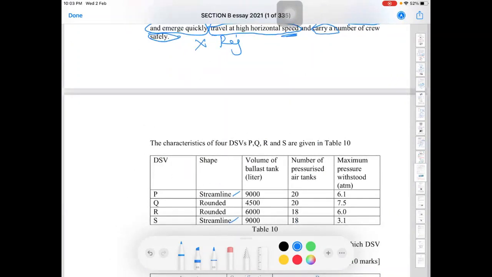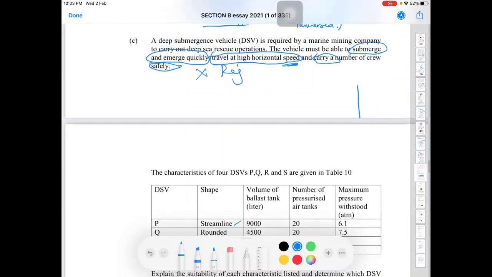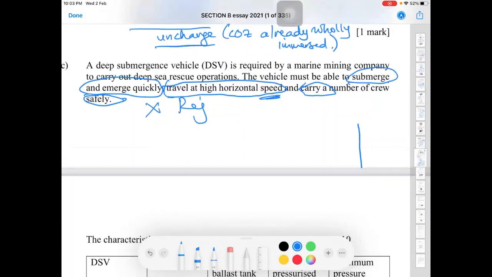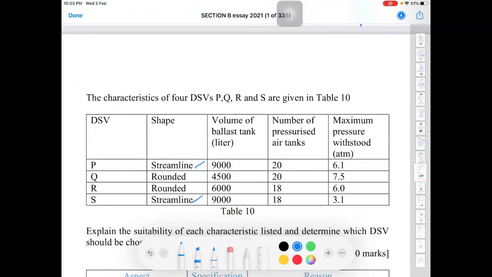Okay, volume of ballast tank. You see here, what do you want? You want it to submerge and immerse quickly. So the ballast tank is needed if you want it to go down quickly. That means you want it to be big, so that it can fill with water quickly. Water comes out quickly. A lot of water goes in, a lot of water comes out, so that it can go downwards and upwards quickly. Alright. So you want the volume of ballast tank to be high, so you choose high. Okay. Number of pressurized air tanks. This means the air tank is used to supply oxygen and also to help push the water out.